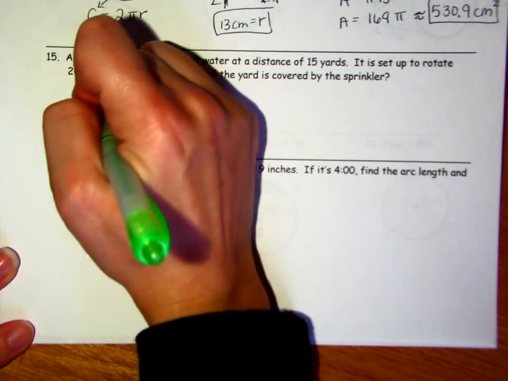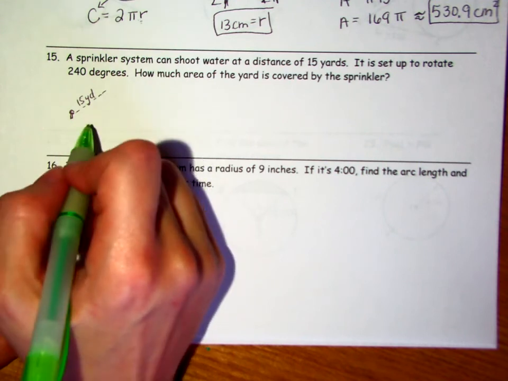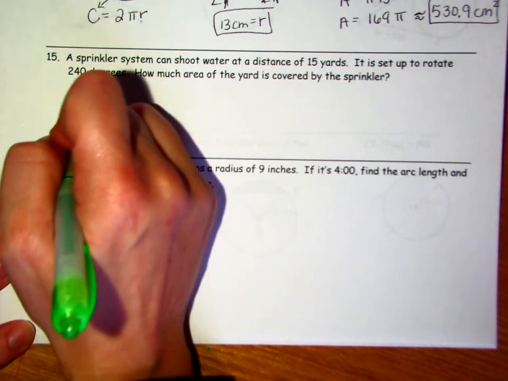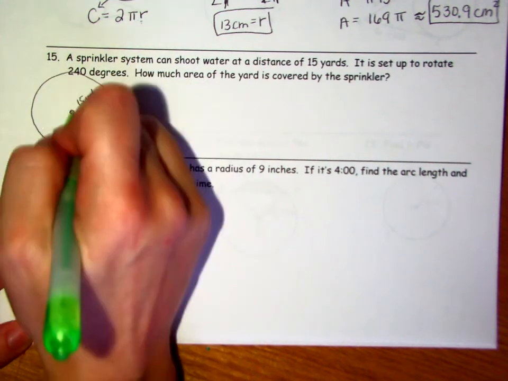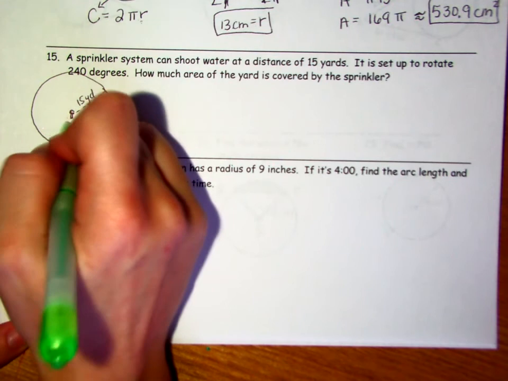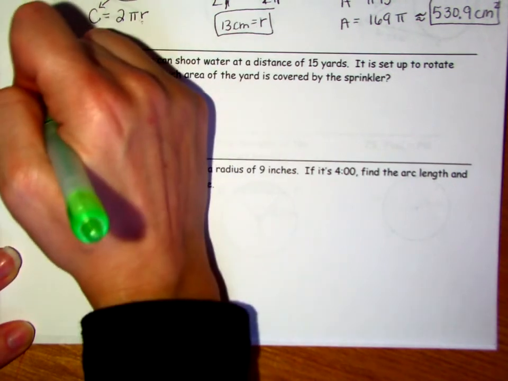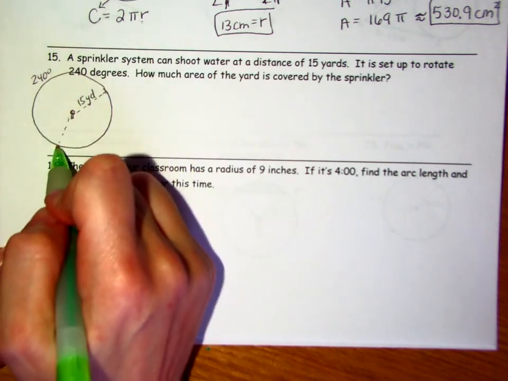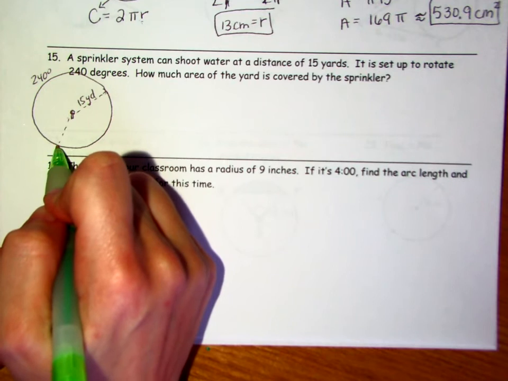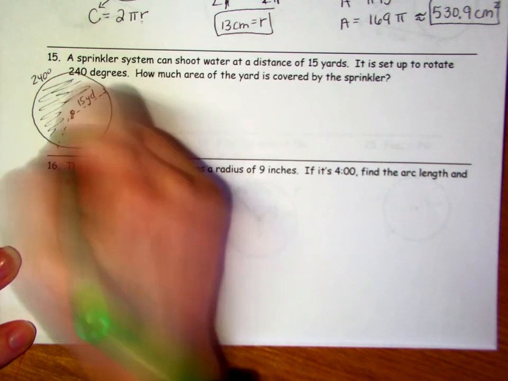Now, if you'll remember, sprinklers kind of rotate in a circle. So it says it's set up to rotate 240 degrees. So here I'm going to just draw my circle. And that span of water can go, let's just say, to like here. And this would be that it rotates 240 degrees. So from here all the way around, that's how much water it can spit out. It says how much area of the yard is covered by this sprinkler. So we're really trying to find the area of this shaded region right here.